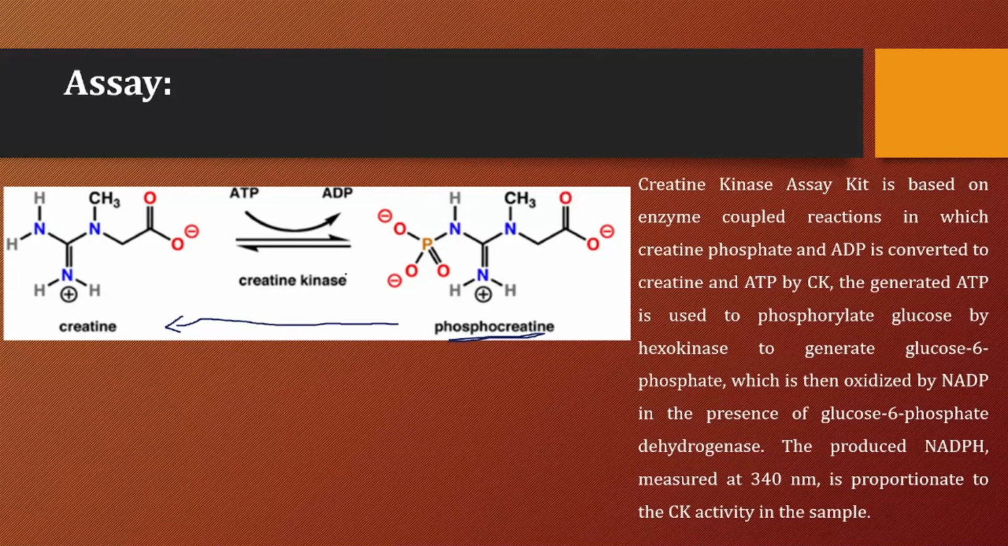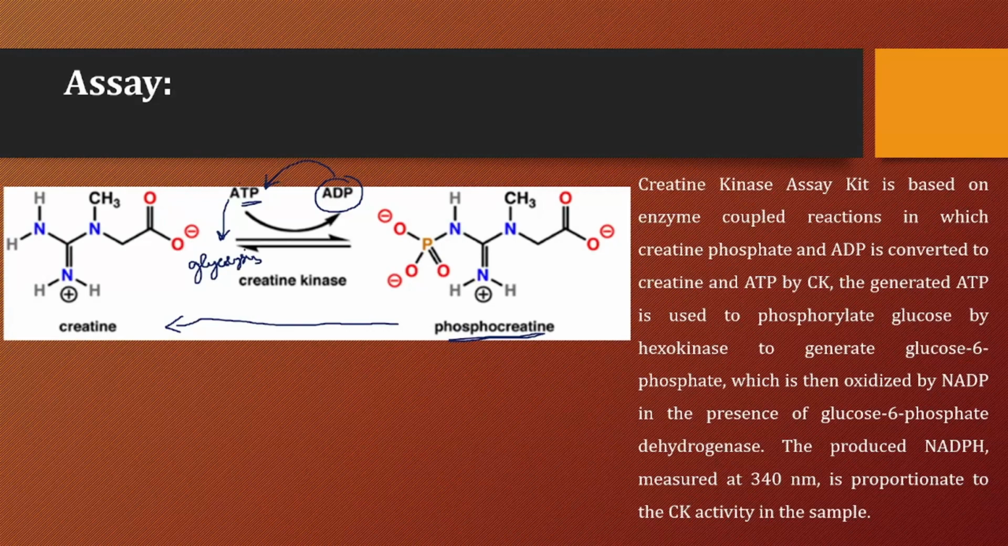At the same time, when phosphocreatine is being converted to creatine, it is utilizing ADP and generating ATP. So this is a kinase enzyme. Kinase means it will generate ATP. So this enzyme generates ATP, and what we do with this ATP is use it in the glycolysis step.